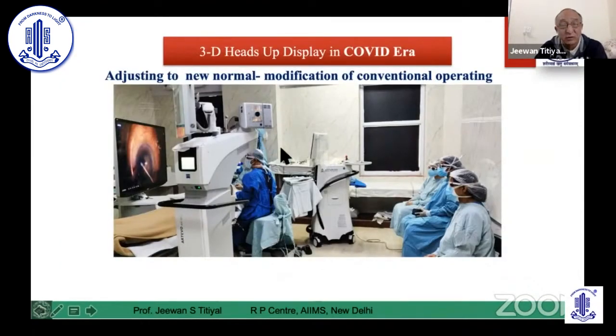As I said, for COVID time, the surgeon is also away from the patient's eye, and the residents can also sit at least 2 meters behind, and they can effectively see the entire surgery without creating a crowd in the operation theater. So that's a very good system in COVID time also.